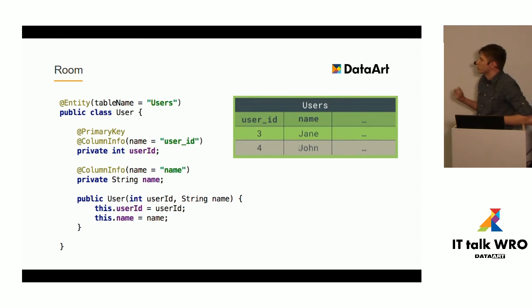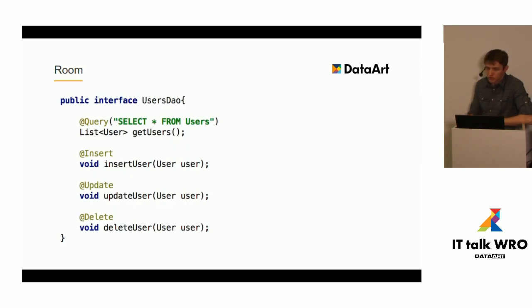For example, we have a table of users with the user ID and name. If you want to get these users from the database, all you have to do is create an entity and a data access object class. The entity class is quite simple. We just annotate it as an entity with the name of our table, mark our fields as columns, and mark our primary key if we need. Now all you have to do is create a user data access object, to select these users, get the list of these users, or insert. All you have to do is annotate it with the right annotations.